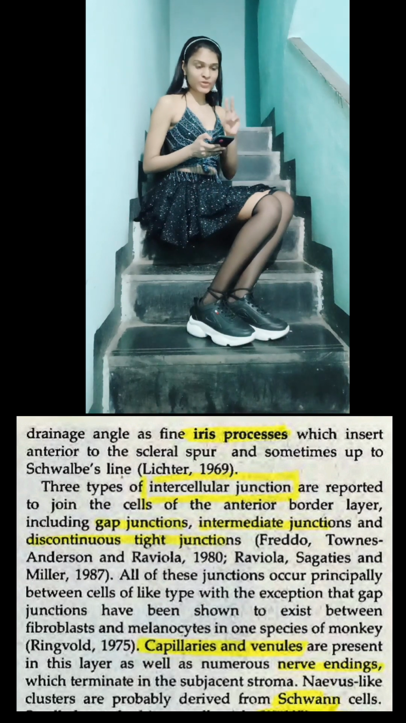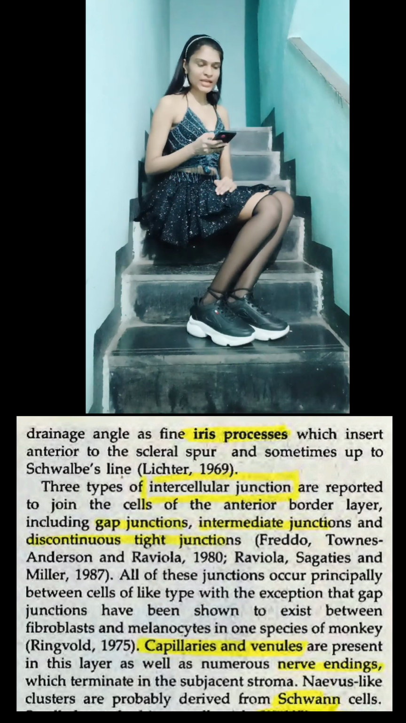So 3 types of intercellular junctions are reported to join the cells of the anterior border layer, including gap junctions, intermediate junctions, and discontinuous tight junctions, between the fibroblasts and the melanocytes present in them. All of these junctions occur principally between cells of like types, like fibroblasts and melanocytes, with the exception that gap junctions have been shown to exist between fibroblasts and melanocytes in one species of monkey. In monkey, not in human beings, there are gap junctions between the melanocytes and fibroblasts of the anterior border layer.